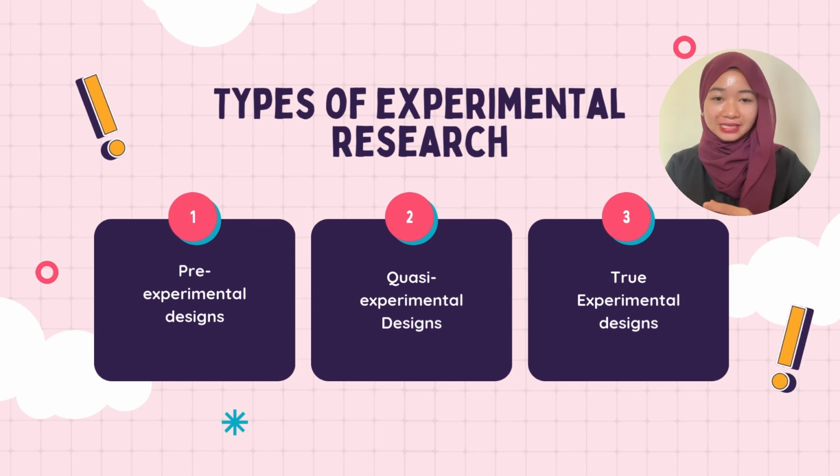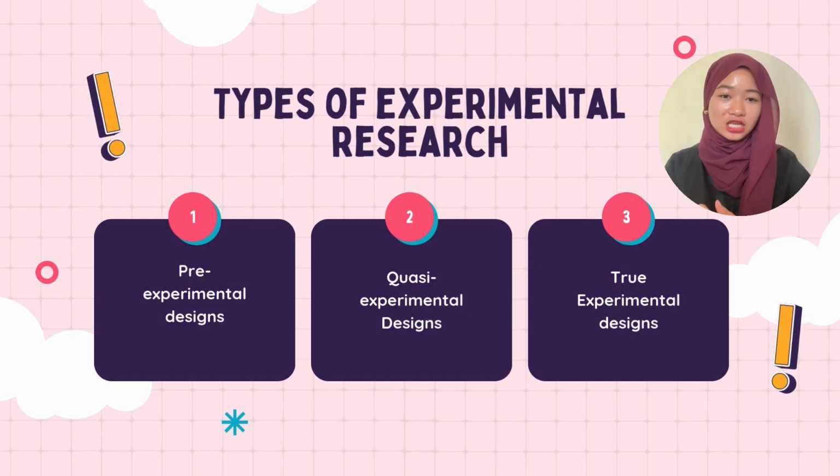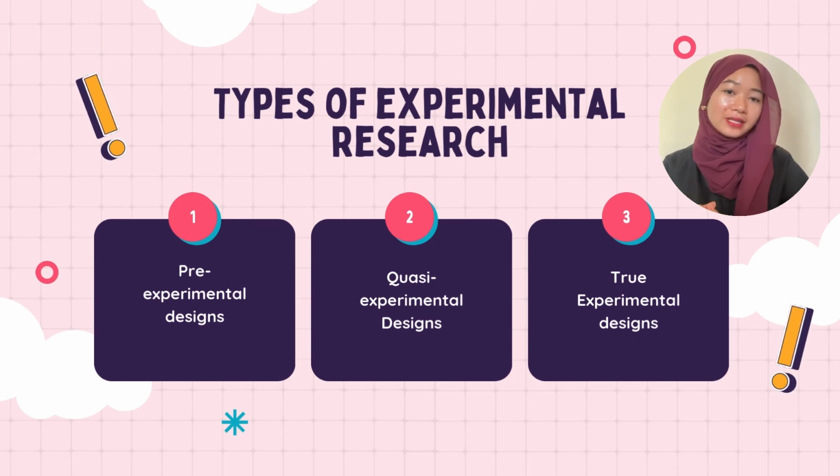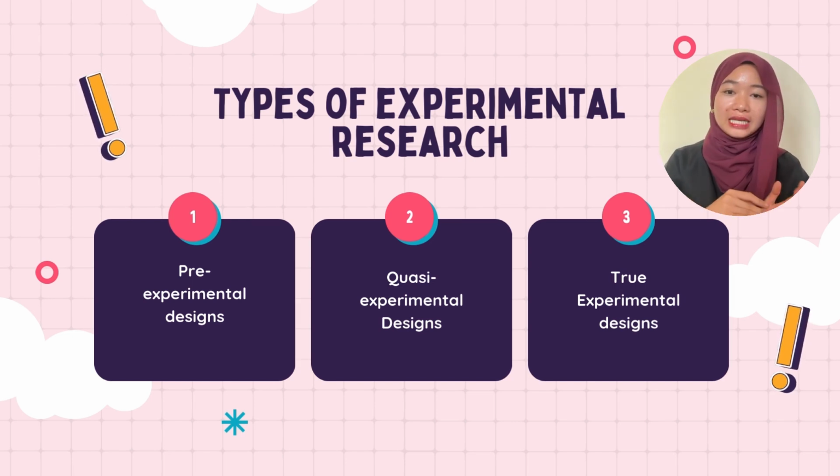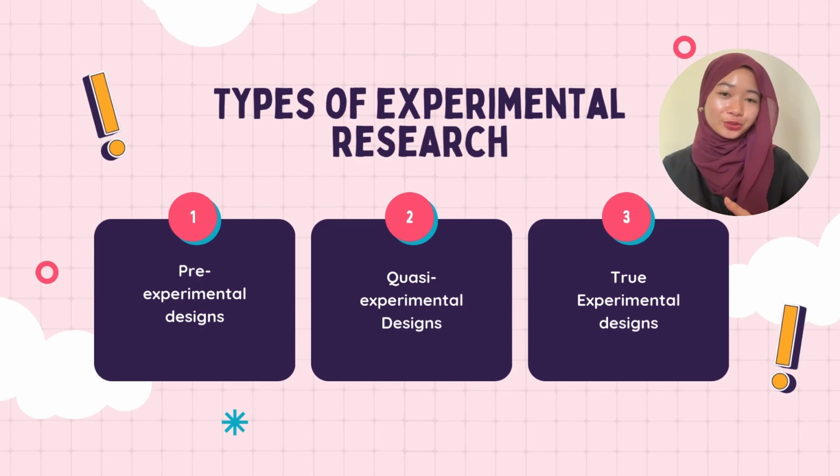So the main difference in true experimental research is the randomization step, where participants are mixed and randomly put into the experimental and control groups.